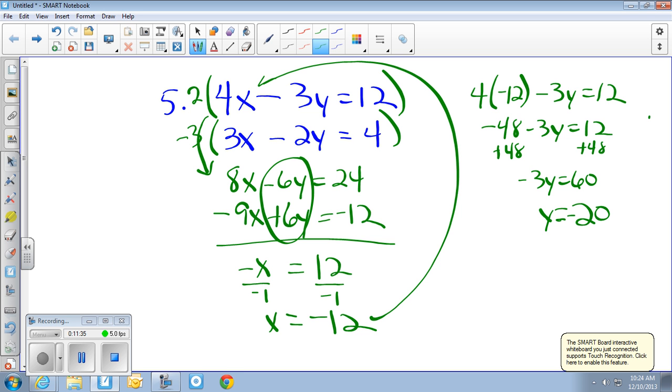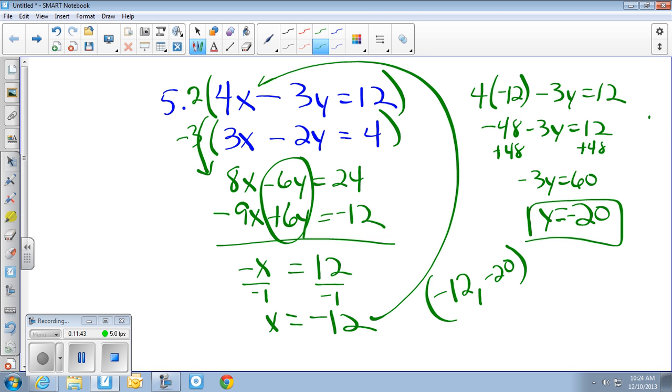So then I have my x and I have my y. My solution is going to be negative 12, negative 20. So that is a special case where I had to multiply something to each equation in order to cancel out or eliminate one of the variables. It does not have to be the same number, obviously, but you do have to multiply that number all the way across that one equation.